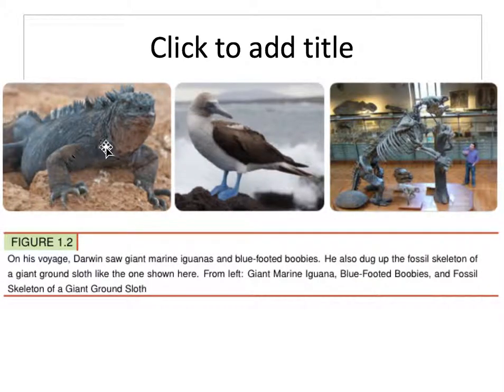He saw these giant marine iguanas on some islands. This is known as the blue-footed booby. And this is an example of a giant sloth. And remember, Charles Darwin actually dug up fossils of the giant sloth. And he was just fascinated by this enormous organism. And you can see, for scale, it's standing next to a person over here.